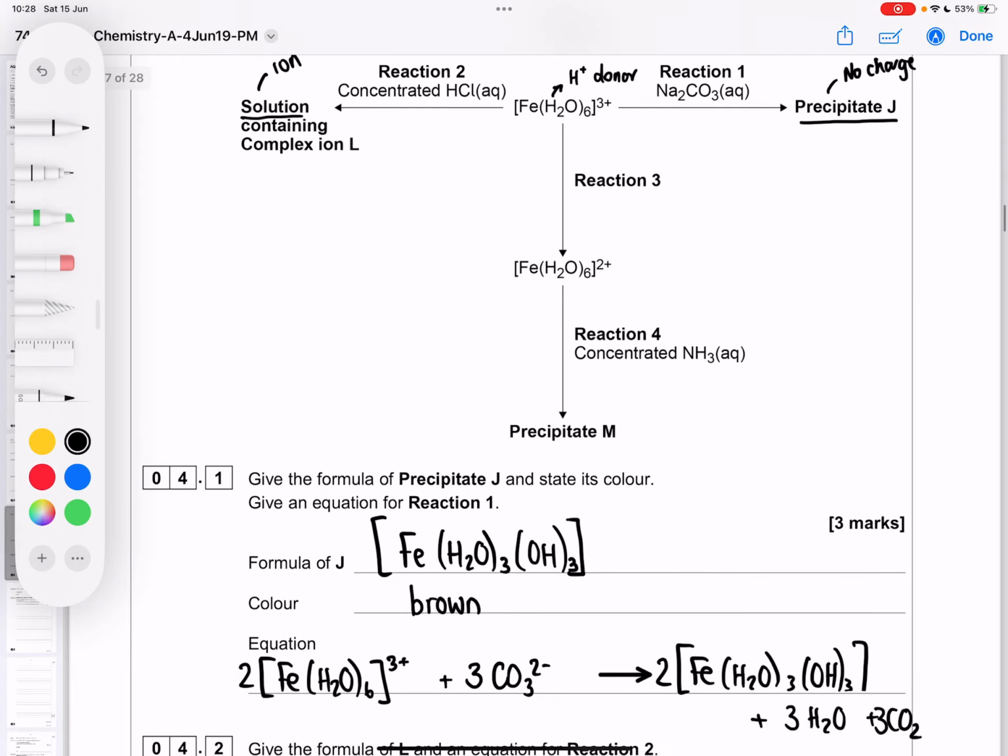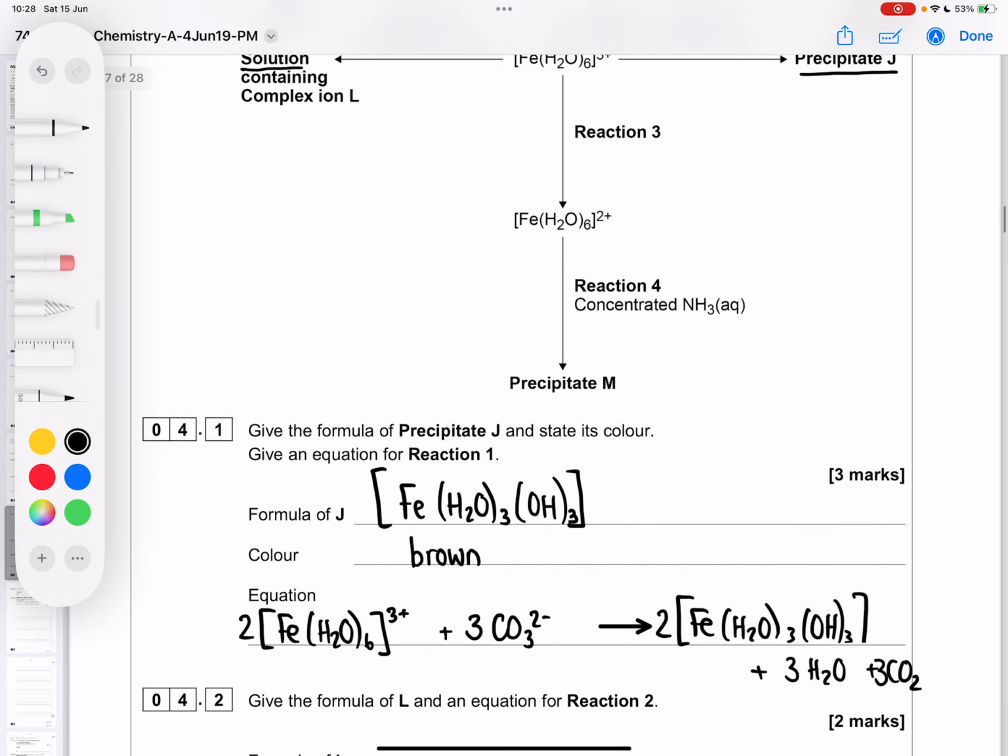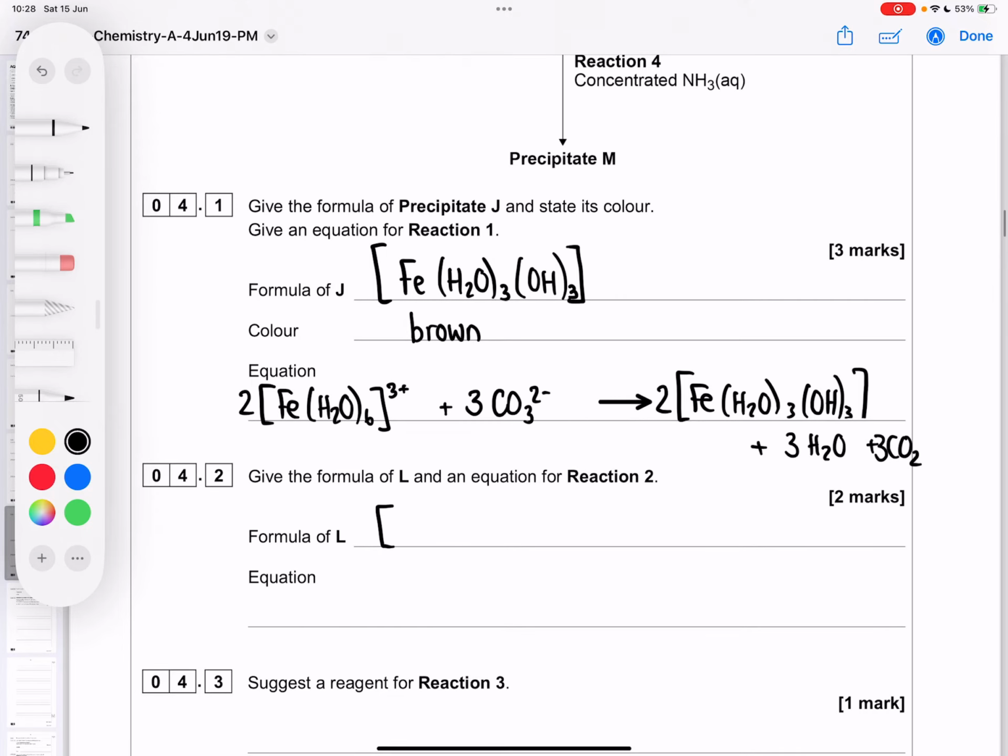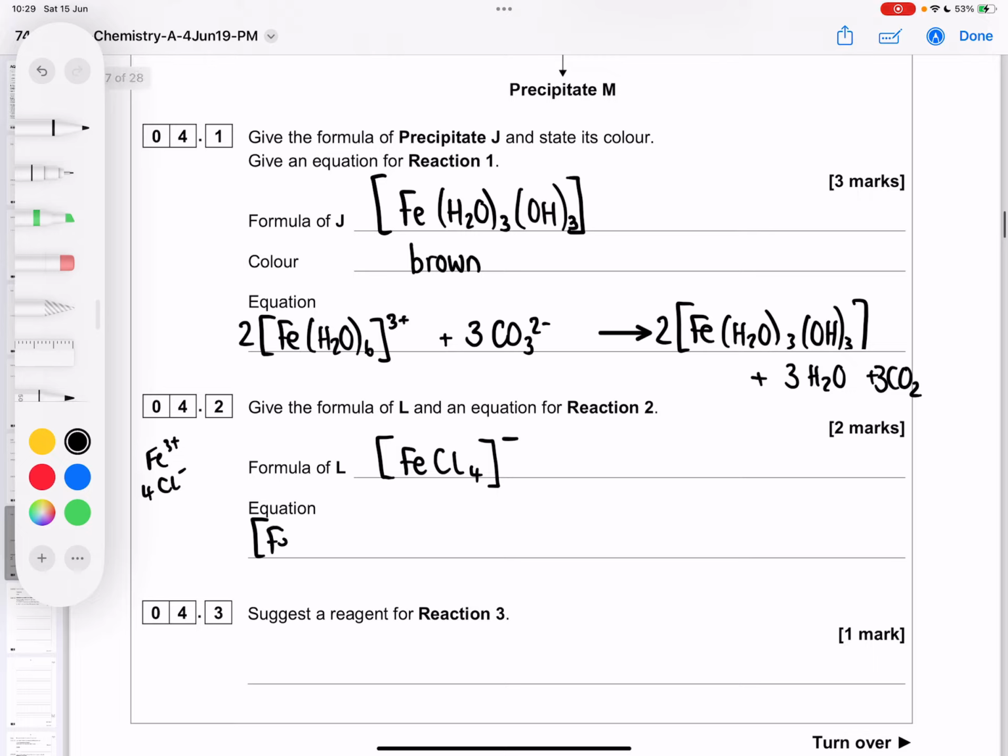Now we have to give the formula of L. Now it's still a solution, and therefore we know that it's going to be charged, and therefore it's going to be a ligand substitution. And the statement in the specification is that chloride ions are larger than water and will replace them, but will only replace with 4. So all 6 waters will be removed for 4 chloride ions without a change in charge. So if the Fe was 3 plus, and each Cl is 1 minus, but we've got 4 of them, then the charge on this bracket is going to be 1 minus.